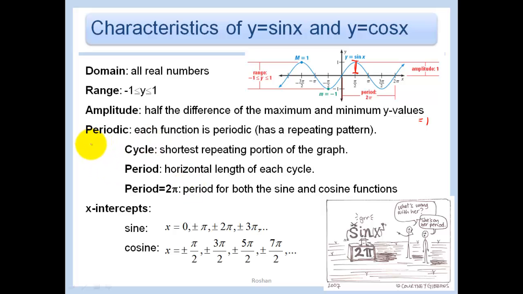So we need to define a couple of things. A cycle is just the shortest repeating portion of the graph, and the period is the horizontal length of each of those cycles. So what do I mean? Right here would be one cycle around the unit circle. So that's a cycle. The period is how long did that take? That took 2 pi. It took me 2 pi to complete one cycle. This is going to be the same for both the sine and the cosine graph.